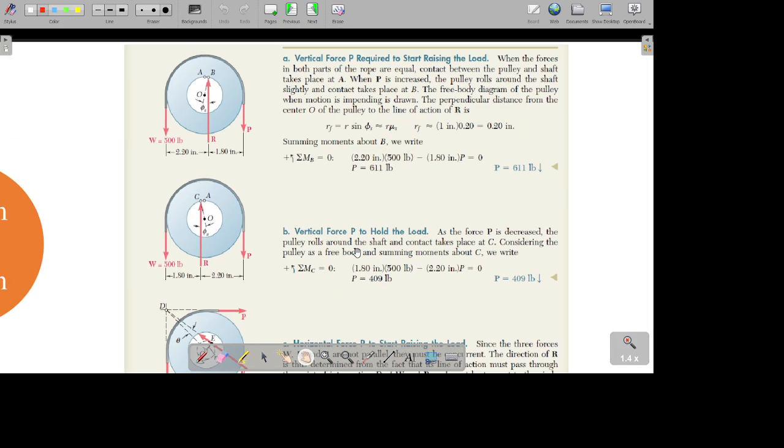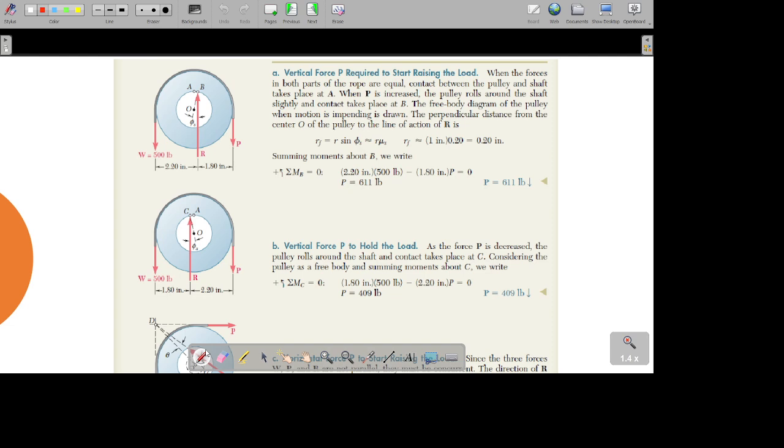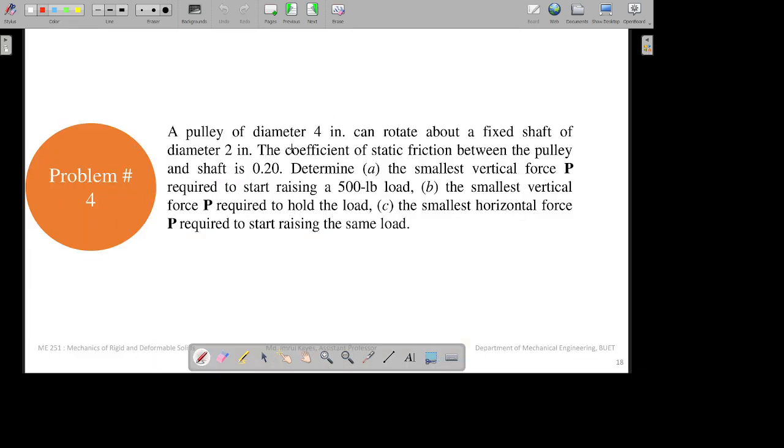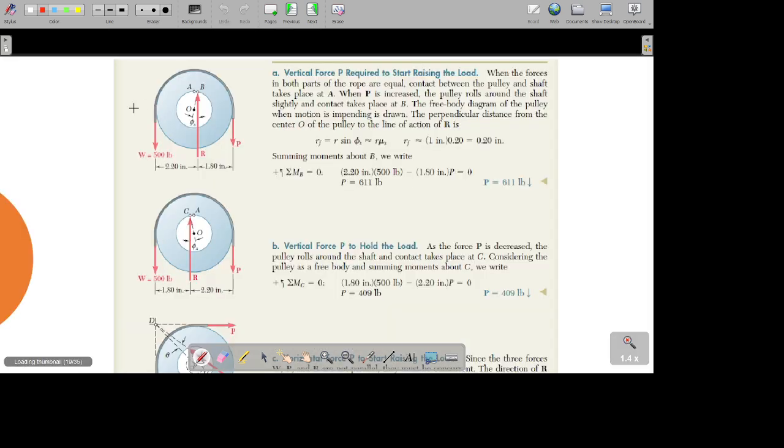This is our part A. As you can see, the free body diagram of the system will look like this. The 500-pound load is right here, and the force that we are applying is P. So the system will look like this. So for part A, vertical force P required to start raising the load.